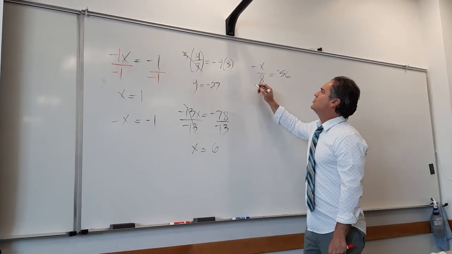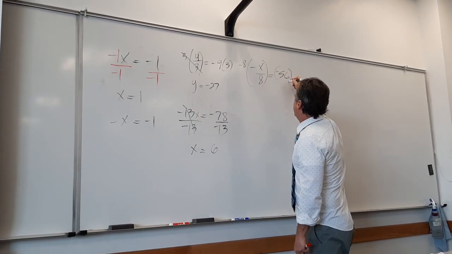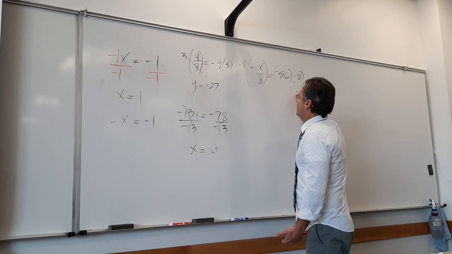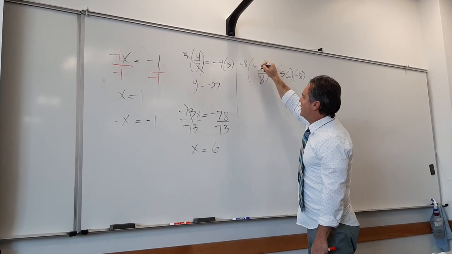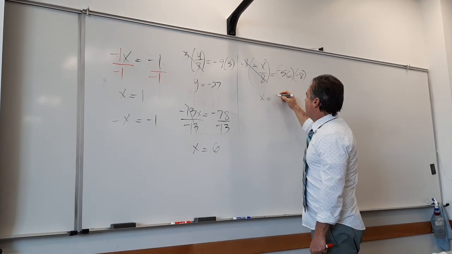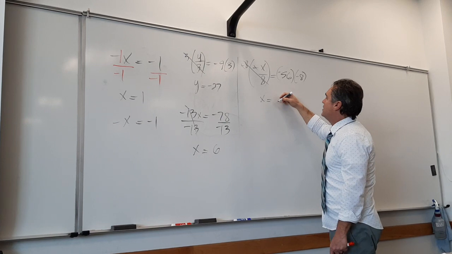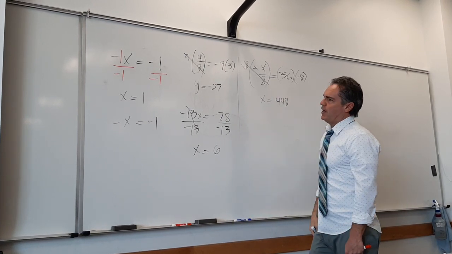Negative 8. Okay, so we're going to multiply this by negative 8 and multiply this by negative 8. Agreed? Now notice, what's a negative times a negative? It's a positive. Those cancel. And 8 over 8 cross cancels. x is now alone. Negative and a negative make a positive. 8 times 56 is 448. You got that right.